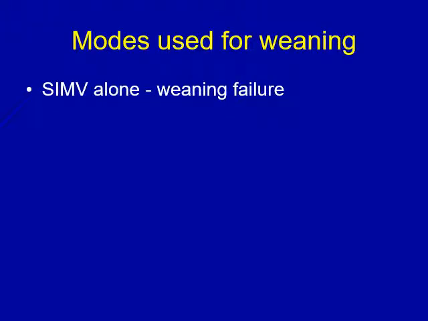Now coming to what are the modes which are used for weaning. SIMV alone is not used for weaning, and it prolongs weaning and causes weaning failure. The other modes which are used for weaning are SIMV with pressure support ventilation, and TPs. The newer ones are the closed loop modes, that is adaptive support ventilation, mandatory minute ventilation, volume support ventilation, and automatic tube compensation.